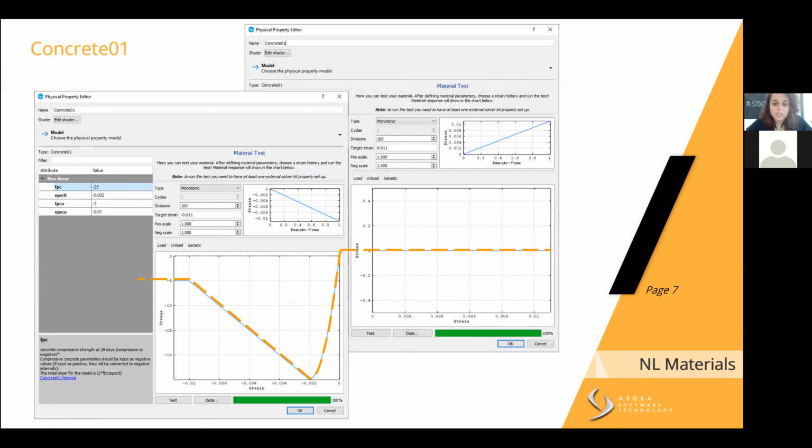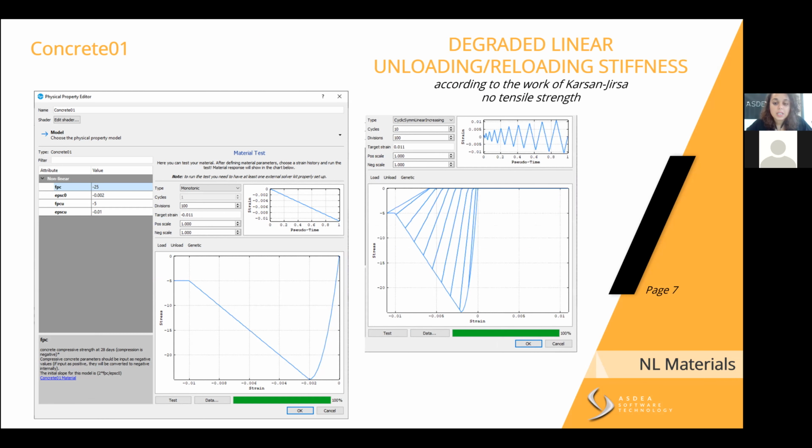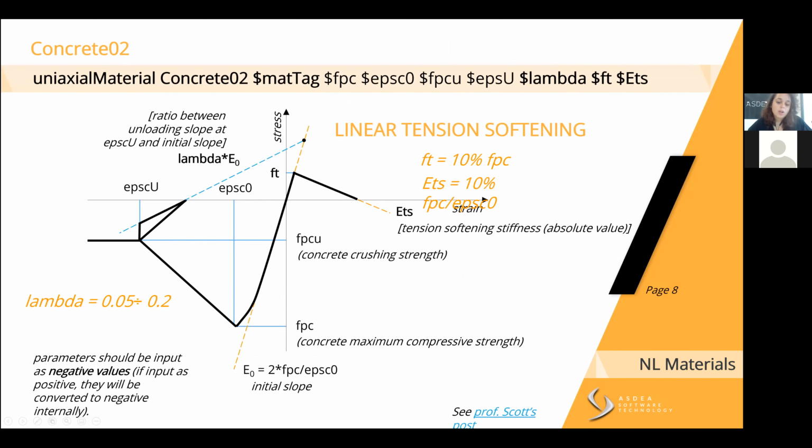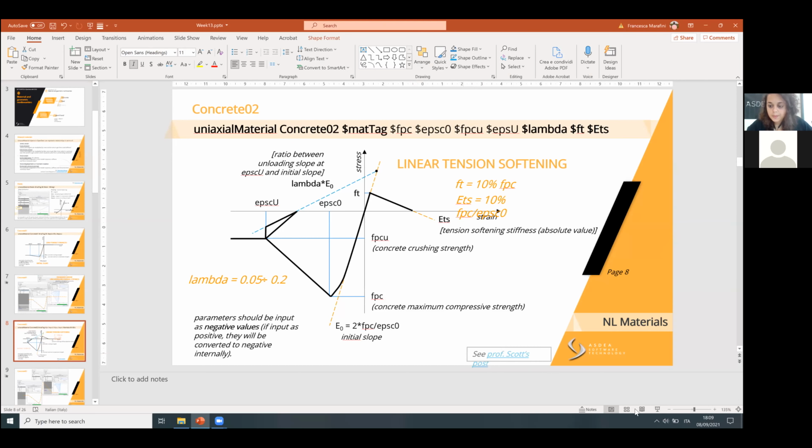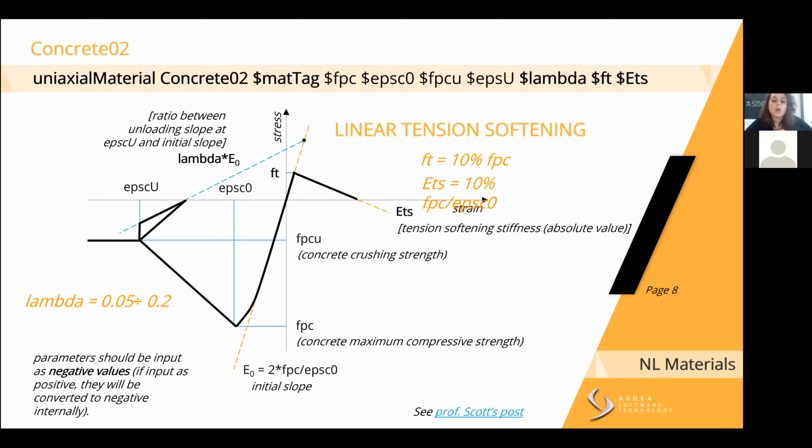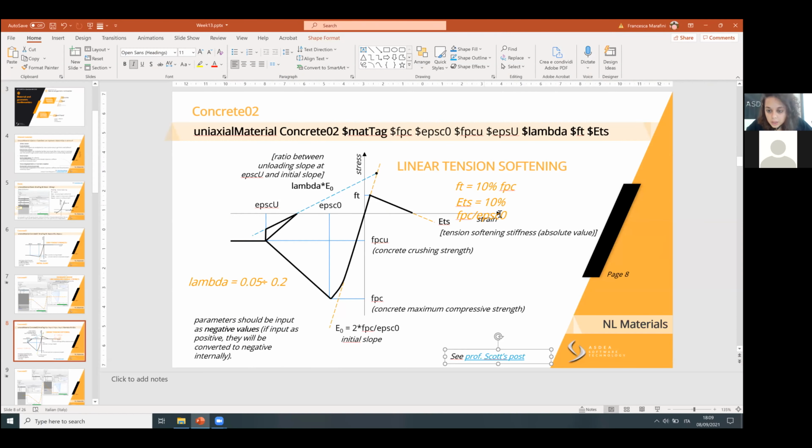If you then move on to a cyclic test, you can see that there is the possibility to model the unloading stiffness, so there's a degraded linear unloading or reloading stiffness for this type of concrete. But of course, that's just in the compressive behavior. Then if we move on to Concrete02, oh, sorry, guys, this should be a bit more visible. Yes, so in Concrete02, instead, we can have linear tension softening added to our constitutive model.